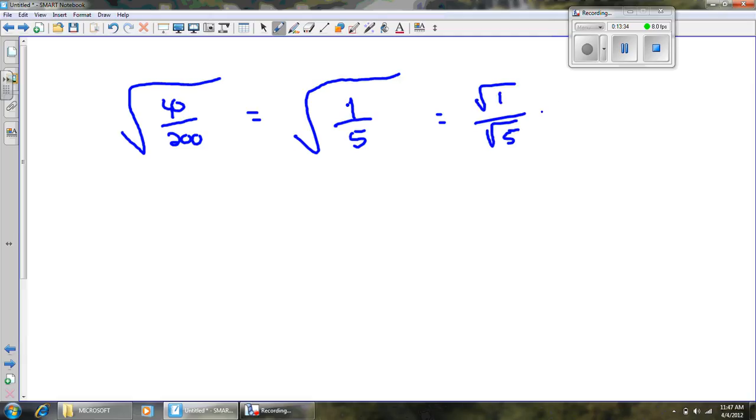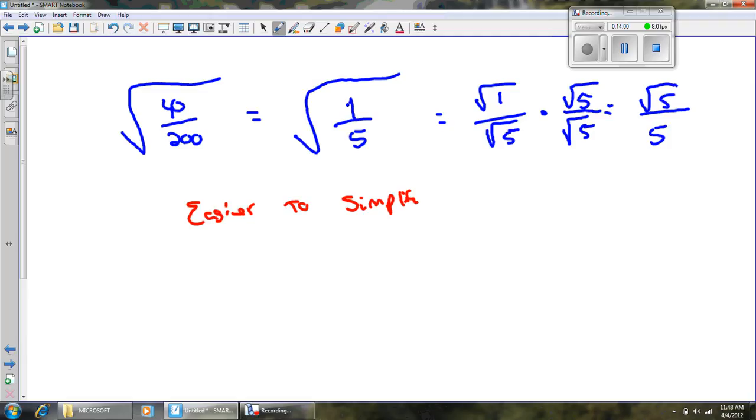And then I'm going to multiply by rad 5 in the denominator and in the numerator. If I don't do it by both, I'm not multiplying by 1, and therefore I'm changing the number. Rad 1 times rad 5 is rad 5. Rad 5 times rad 5 is 5. So it looks like in this case, it's definitely easier to simplify first. And generally, I find that to make my math easier, simplify my fractions first, and then go ahead and do whatever operation it is.